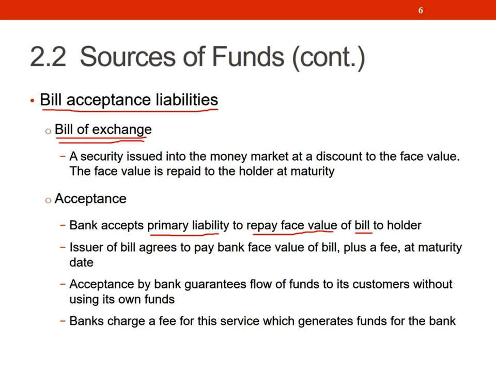And then the issuer of the bill agrees to pay back the bank the face value of the bill plus a fee. So what happens by the bank accepting the bill is the bank is guaranteeing the flow of funds to its customers without using its own funds. And the bank charges a fee for this service, which generates funds for the bank. So that's another way that a bank can get money.